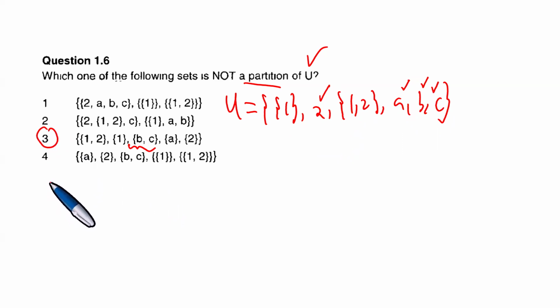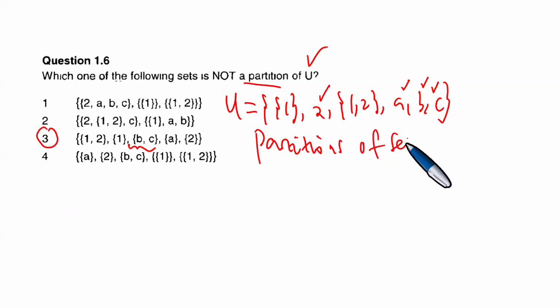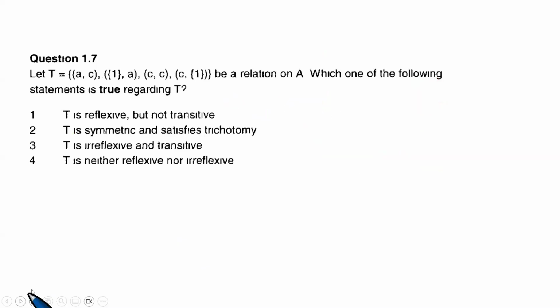Right, so option 3 would therefore not be a partition of U. We are going to spend a great deal of time discussing the notion of partitions of sets. We look at the next question.